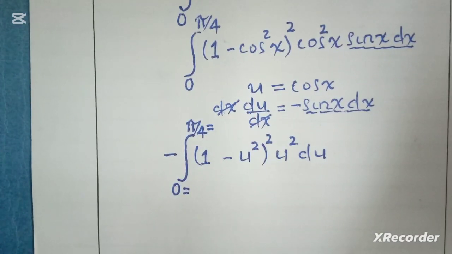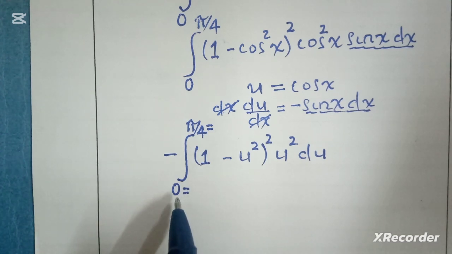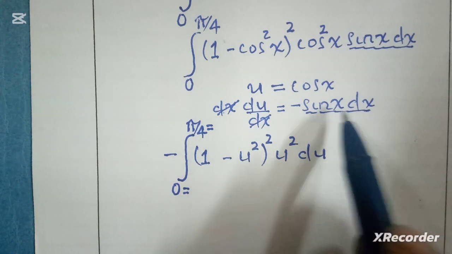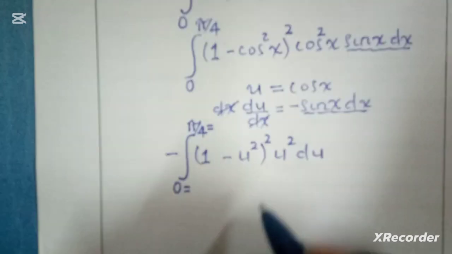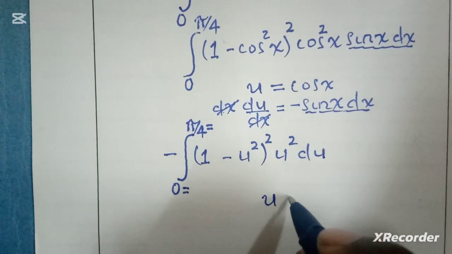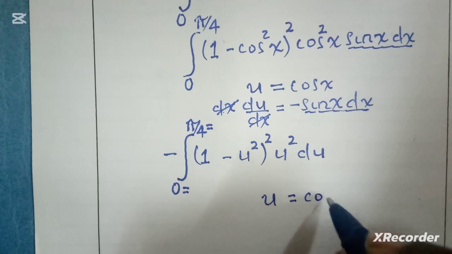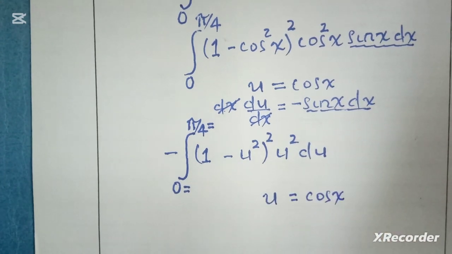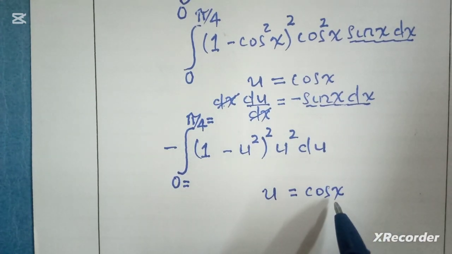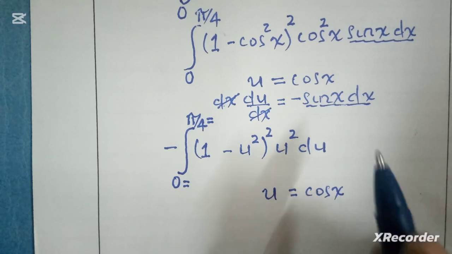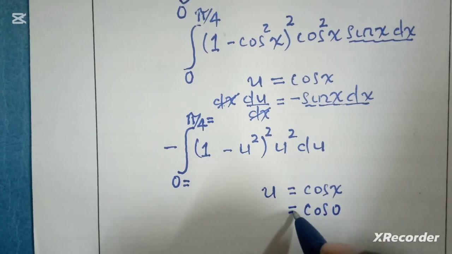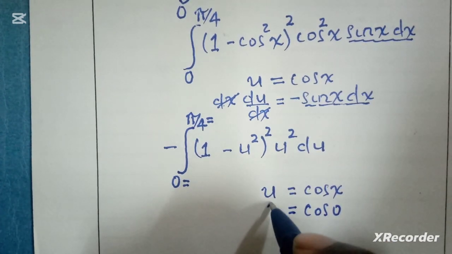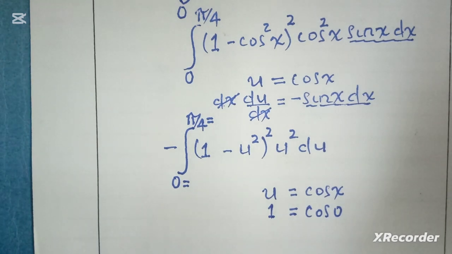So from there guys, we now come and replace our limits, because these limits were in relation to x, but now we have changed the equation to be u. So we'll go back again to u and say u is equals to cos x. Now I can put 0 at this position, so I'll get cos 0. This one we are supposed to get 1. If you use the calculator, you'll see that.